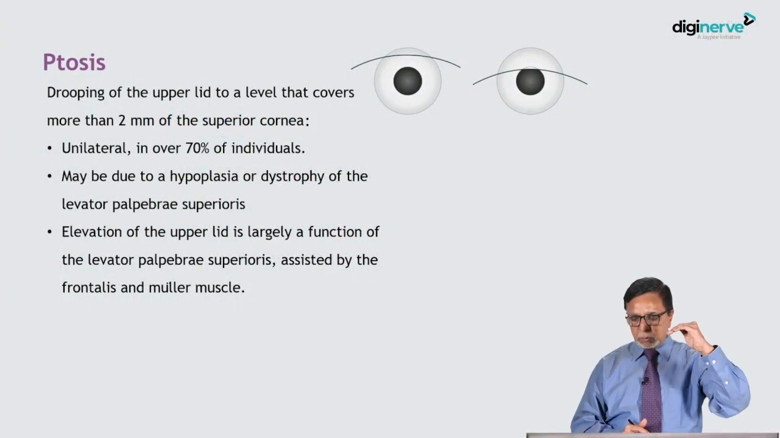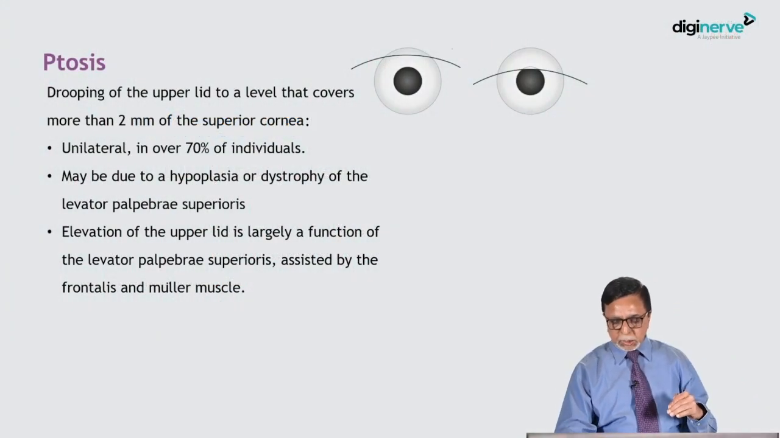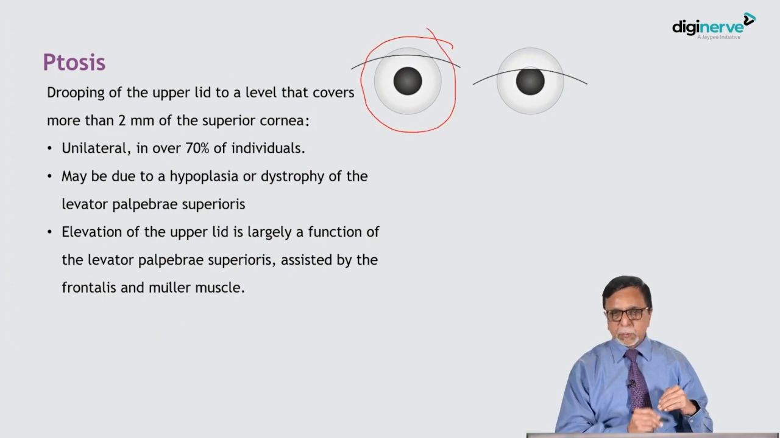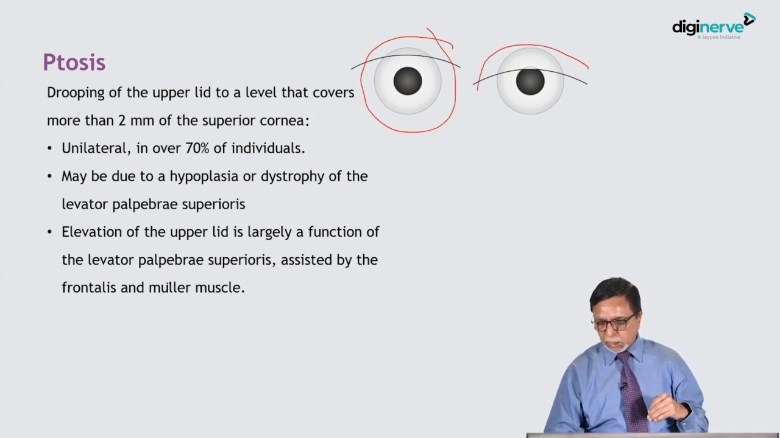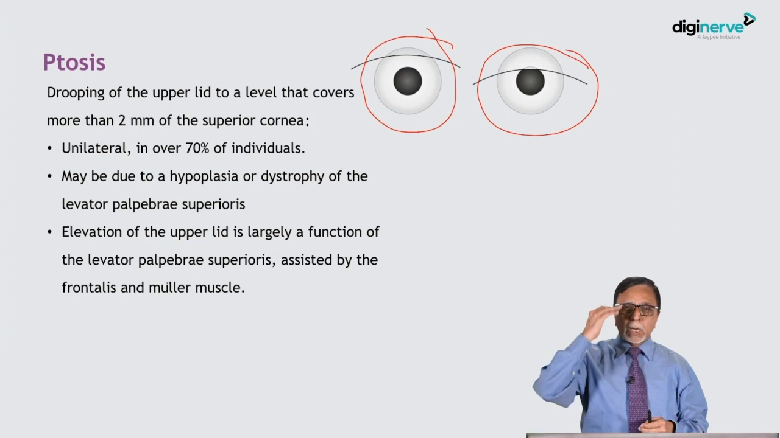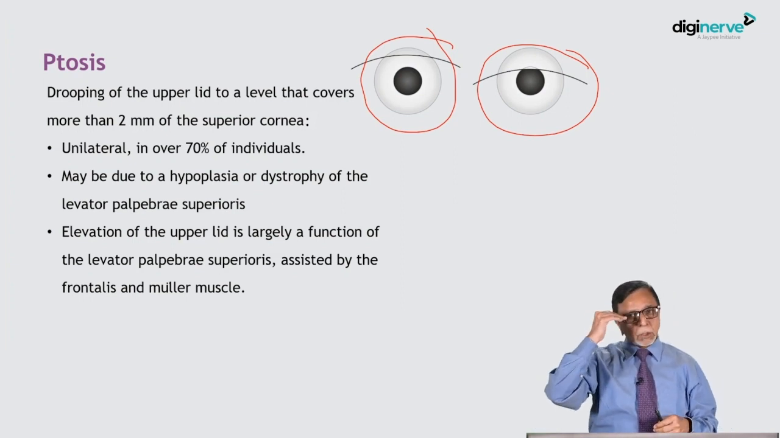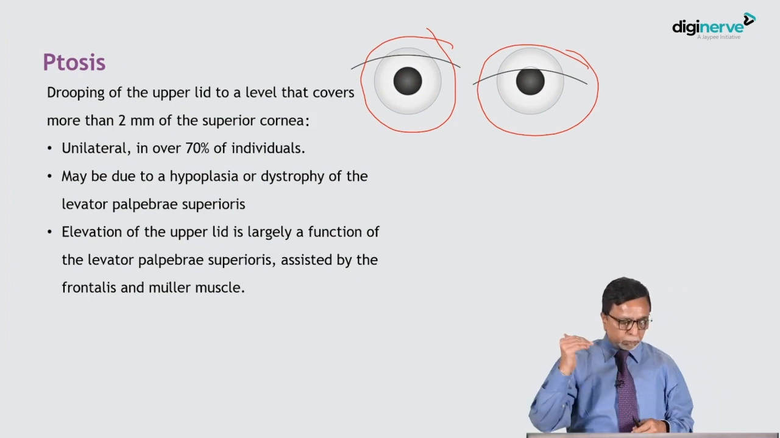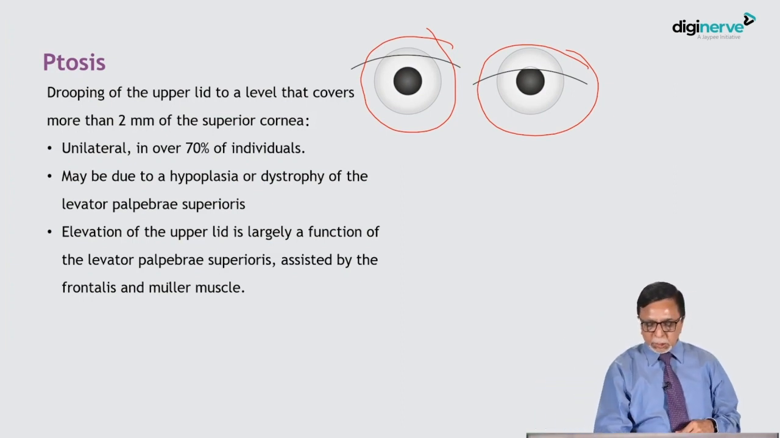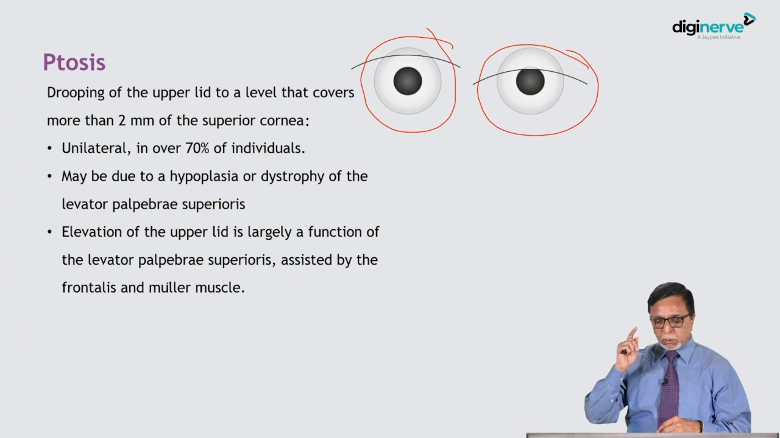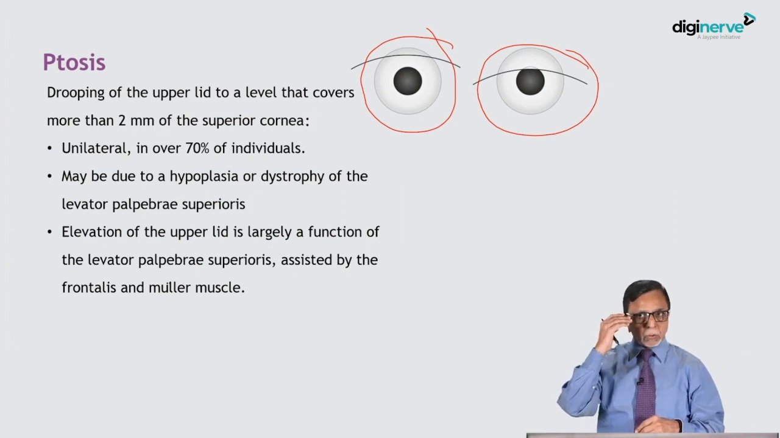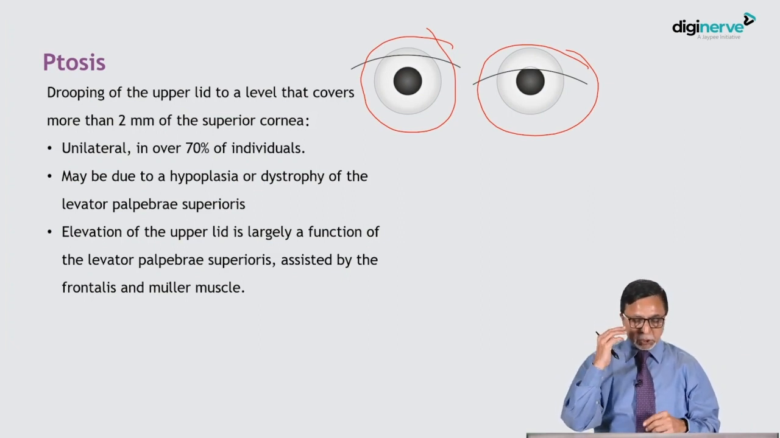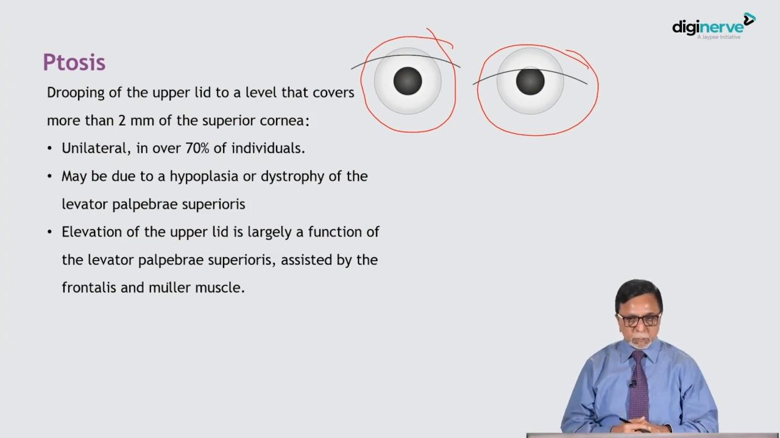Comes down. Now you can see here on this side, this is perfect. But on the other hand, this side, the upper eyelid has come down and is covering the pupil. Normally, the eyelids don't cover the pupil. So drooping of the upper lid that covers more than 2 millimeter of superior cornea or some part of the pupil, it depends on the severity of ptosis.